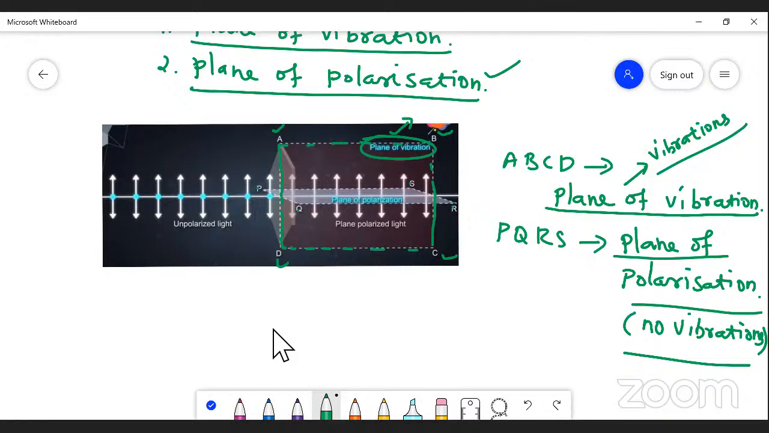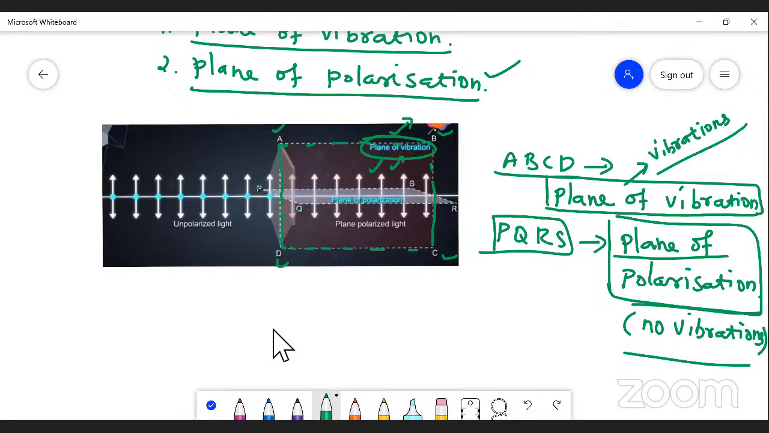Here, the ABCD plane represents the plane of vibration, because in this plane the vibrations of light exist. So that is what is called the plane of vibration. But in the plane PQRS, there is no vibration, only light propagates through the plane, which is perpendicular to the plane of vibration. So it is called plane of polarization. In the plane of polarization, no vibrations of the light wave, but in the plane of vibration, there are vibrations of the light wave.